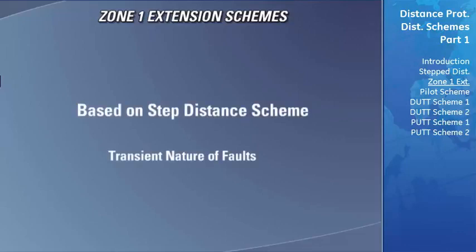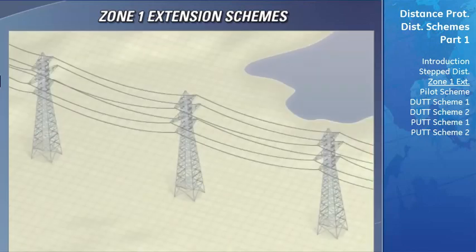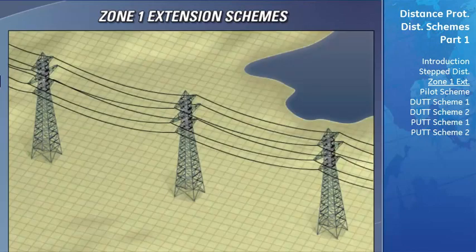The Zone 1 extension scheme is an enhancement to the stepped distance scheme covered in the previous section. This protection scheme operates on the principle that most transmission line faults are transient in nature, which means the fault is not permanent. For example, the most common cause of faults on transmission lines is lightning. If lightning strikes a transmission line, it ionizes the air, which reduces the resistance between the different phases of the line. This reduced resistance allows for a path for current to flow and hence creates a fault.